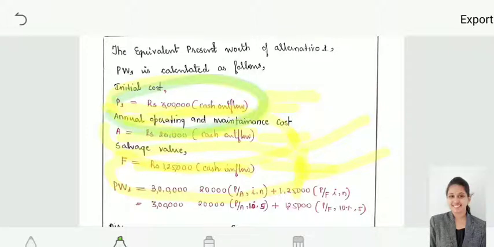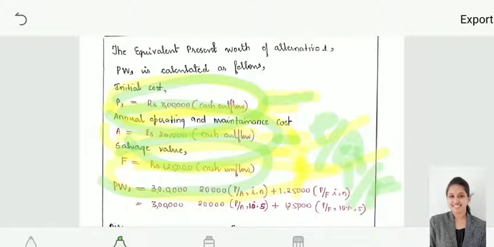So this is the present worth, you will keep as constant. Next one is the annual operation and maintenance cost. There you are converting this annual operation and maintenance cost to the present worth, so we'll be using the formula P by A. Whereas the future value, that is the salvage value, you have to compare with respect to the present, so here we'll be using the formula P by F. Now we'll see how we are solving this.